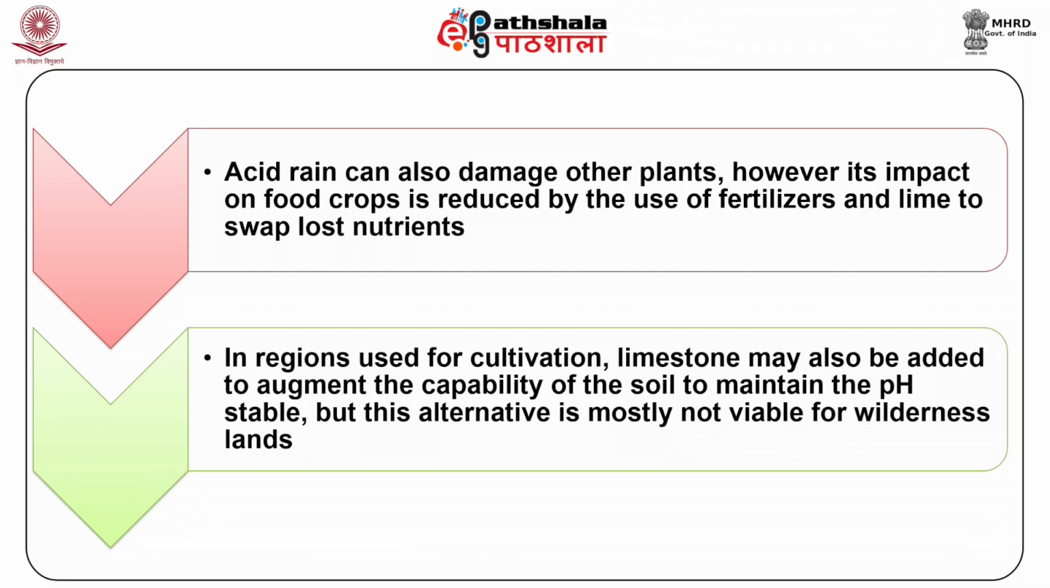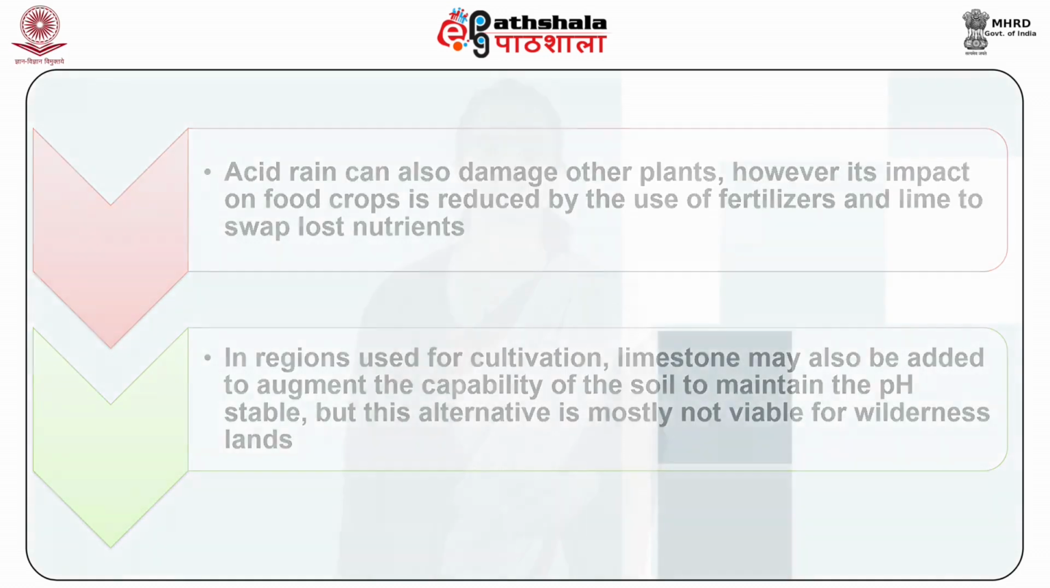Acid rain can also damage other plants; however, its impact on food crops is reduced by the use of fertilizers and lime to replace lost nutrients. In regions used for cultivation, limestone may also be added to augment the capability of the soil to keep the pH stable. But this alternative is mostly not viable for wilderness lands. Trees like red spruce, however, are less cold tolerant and can be damaged during winters when calcium is leached from the needles of this species.